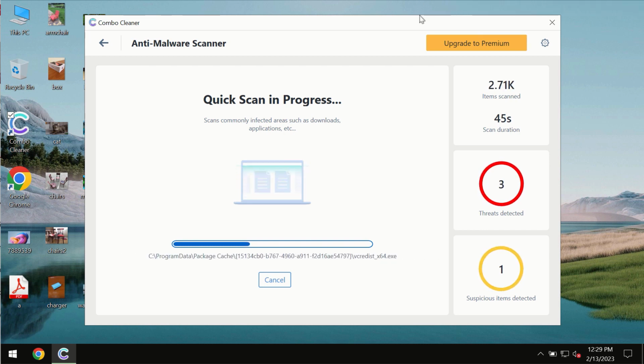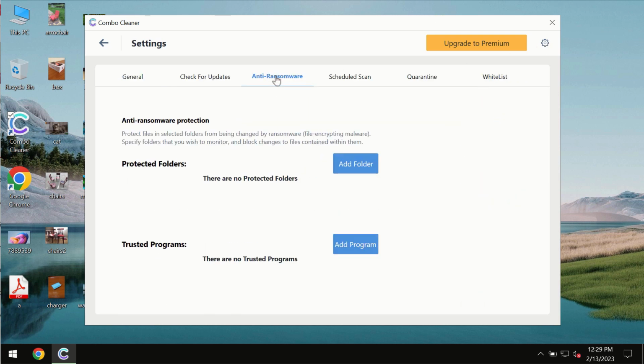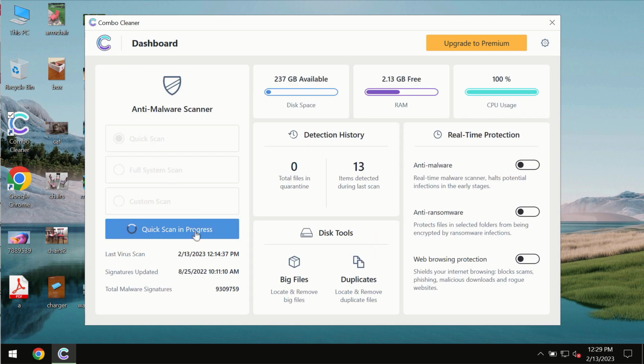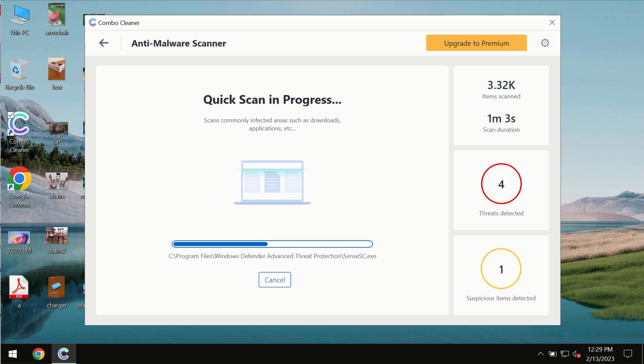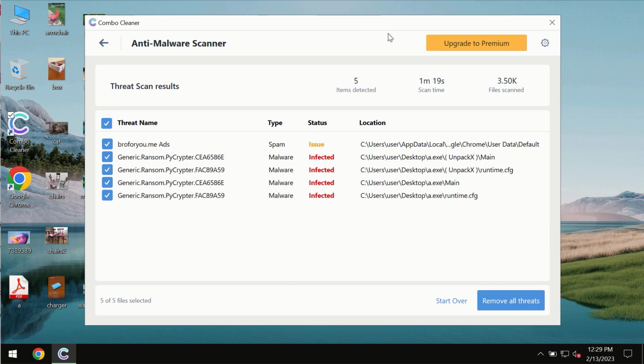Combo Cleaner also is provided with a special anti-ransomware feature which allows you to add one or several folders that would always be protected against ransomware attacks. So you need to wait some time until the scanning has been successfully finalized. At the end of the scan, you will see the summary of the threats. You will also be able to know their exact locations on the computer.